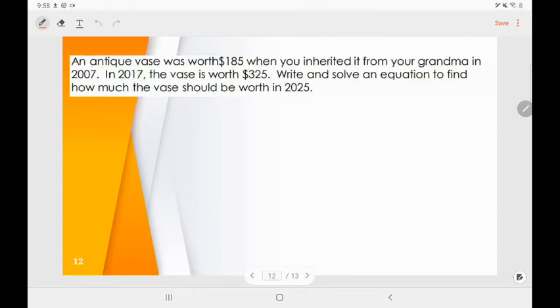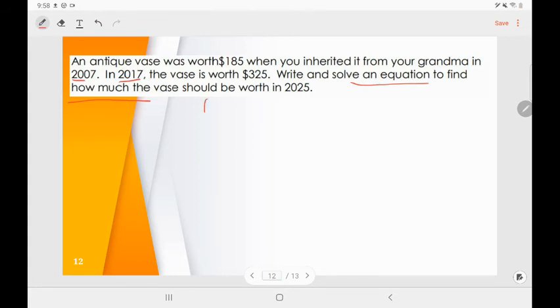So here we go. An antique vase was worth $185 when you inherited it from your grandma in 2007. In 2017, the vase is worth $325. Write and solve an equation. We're going to start with the writing and solving an equation part. Now notice it doesn't say anything about how much the price is increasing over time. It just gives me two snapshots in time, specifically 2007 and 2017.